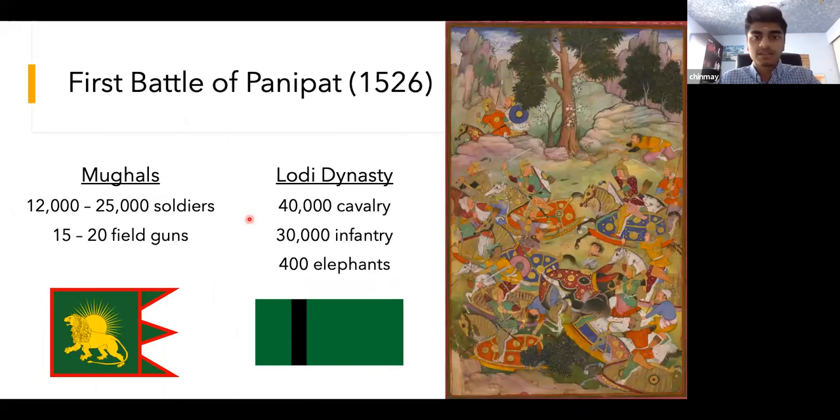The first Battle of Panipat happened in 1526, with Babur on the Mughal side and Ibrahim Lodi, the ruler of the Delhi Sultanate of the Lodi dynasty. We can see how the Lodi dynasty had the upper hand in numbers, because the Mughals only had 12 to 25,000 soldiers, and the Lodi dynasty had 40,000 cavalry, 30,000 infantry, and 400 elephants, a typical Indian army of the time. But the one advantage the Mughals had was 15 to 20 field guns, which they utilized very smartly to turn the tide and win this war.